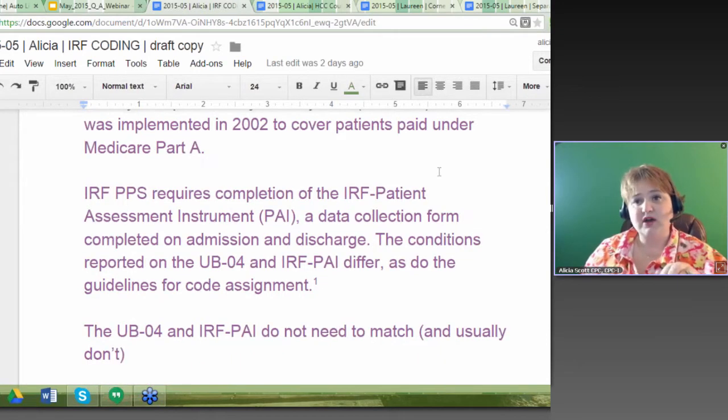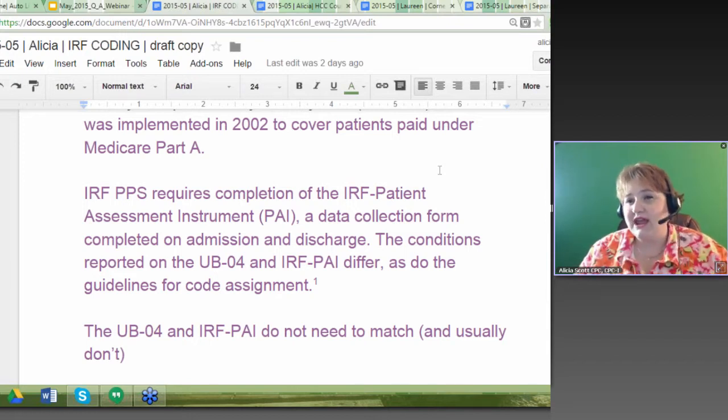completion of the IRF-Patient Assessment Instrument. Now, I'm going to be repeating this more and more, but I'm just going to use the acronym, and that is called a PAI. It's a data collection form that's completed on admission and discharge, all right? The conditions reported on the UB04, that's the form that's sent in for inpatient billing, and the IRF-PAI differ, and as do the guidelines for the code assessment, all right?